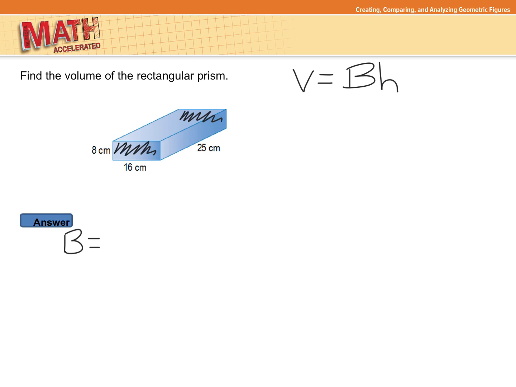Area of the base. How do I find the area of a rectangle? Base times height. That part that I just shaded, what's the base and the height of this part? 8 and 16. So we're going to take 8 times 16 in your calculator. Tell me what we get.